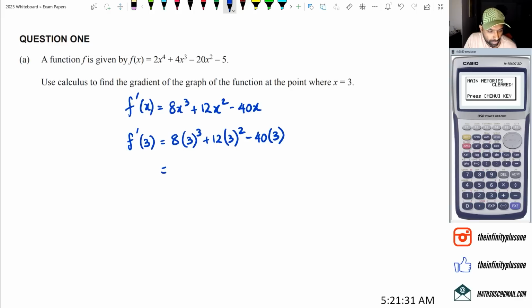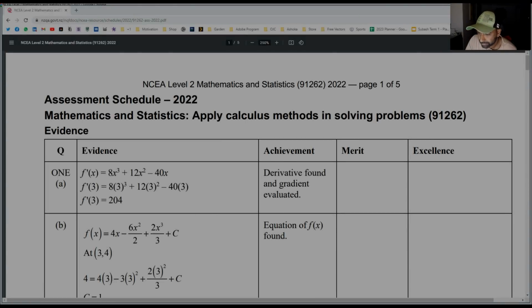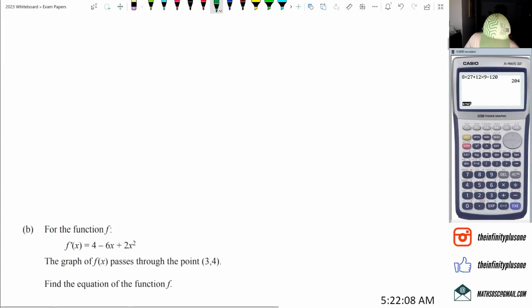Just working that out real quickly. We've got 8 times 27 plus 12 times 9 minus 120. Okay, so we've got 204, and the answer schedule basically just says that you need derivative found and gradient evaluated. So to get an achieved, you need to do both of these steps here. Okay, so achieved for that question, and moving on to the next one.